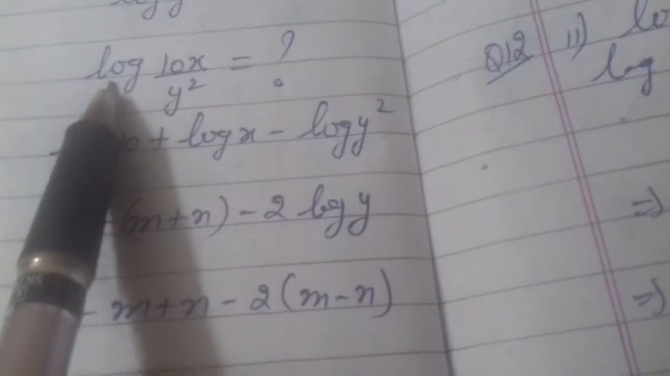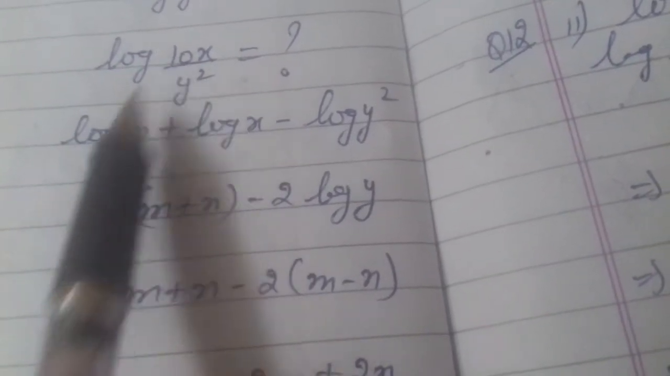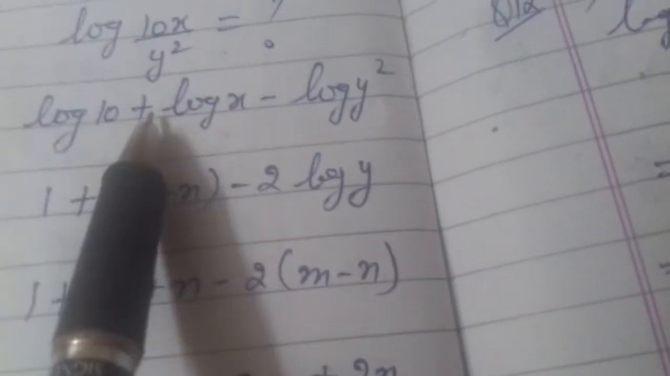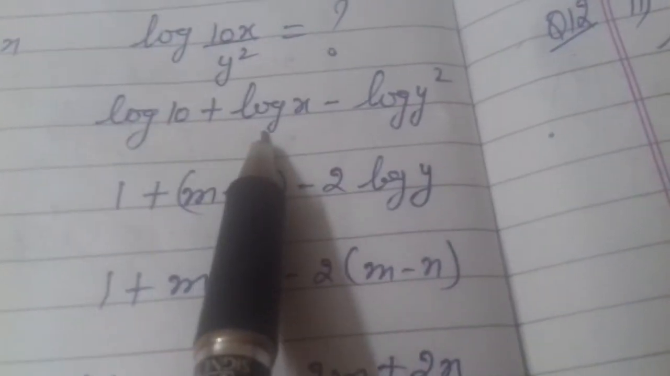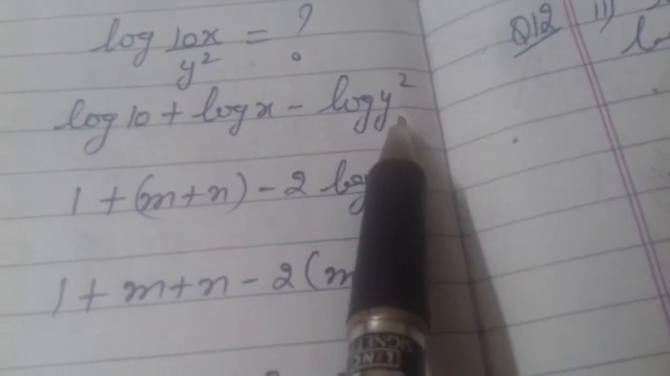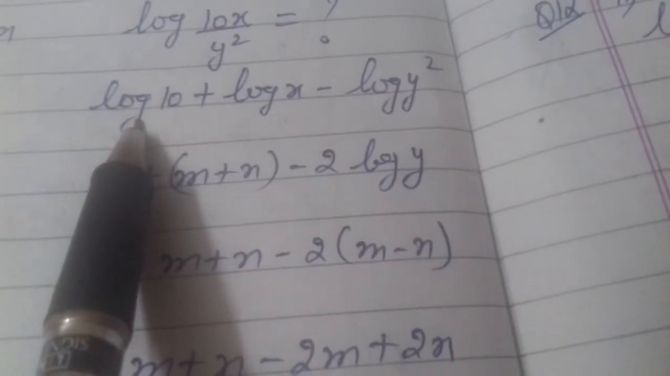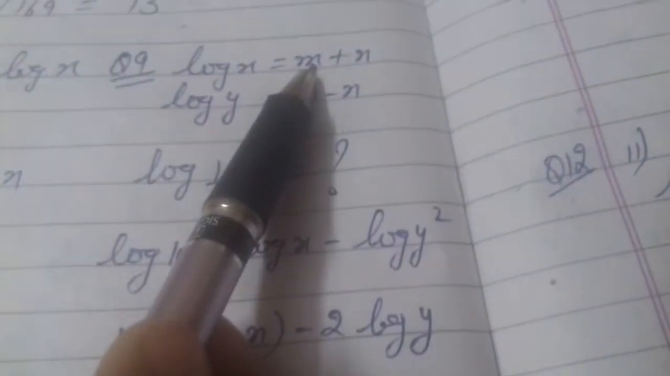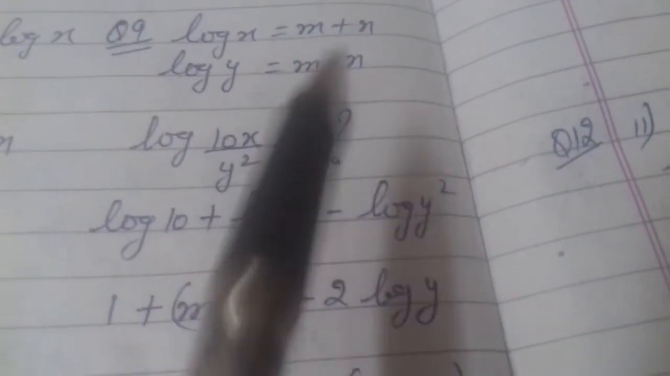So let's write, children. How can we write it? Log 10 log A into B. How will it be written? Log A plus log B. This is the case of division, so it will be minus log y square. Now what is the value of log 10? 1. Log x value is given to us, that is what? M plus n, and log y is m minus n.